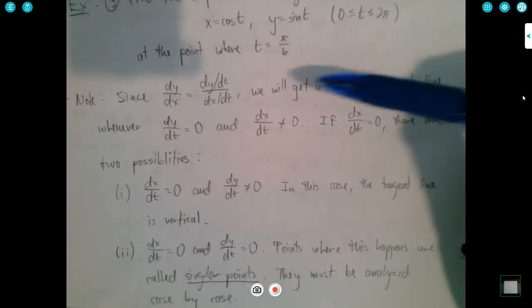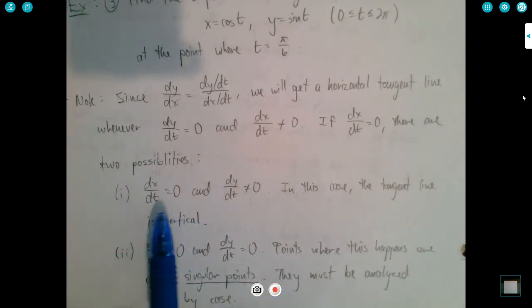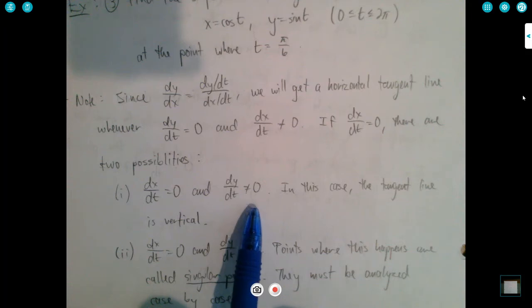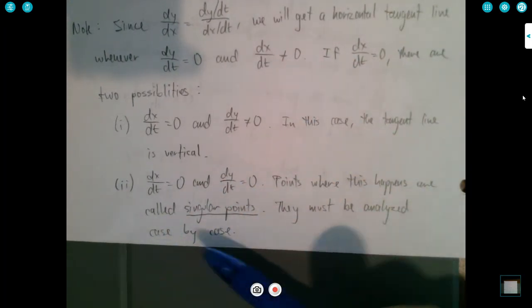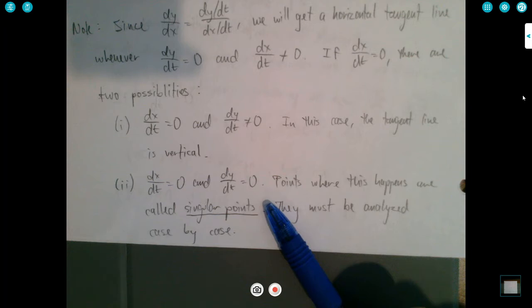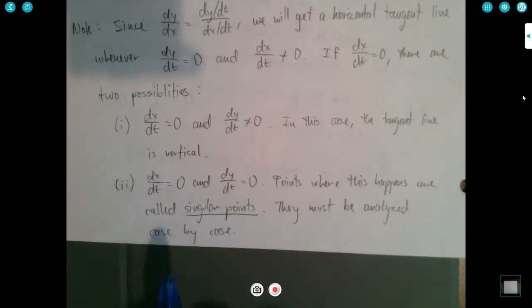If dx/dt does equal 0, then there are two possibilities. If dx/dt equals 0 and dy/dt does not equal 0, then in this case the tangent line is vertical. But if dx/dt and dy/dt are both 0, then we get something that's an indeterminate form. We call those points singular points. So points where dx/dt and dy/dt are both 0 are called singular points, and we can't really tell what's going on there in general. We have to analyze those cases on a case-by-case basis.